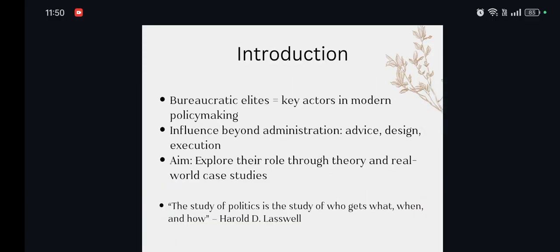We usually think that elected politicians design policies, but in reality, bureaucratic elites, that is, top civil servants and technocrats, play a crucial role behind the scenes. They help formulate, structure, and often even revise major policies. As Harold Laswell famously said, the study of politics is the study of who gets what, when, and how. And bureaucrats heavily influence the how in policy making. In this presentation, I aim to highlight their functions, influences, and challenges using a case study approach.